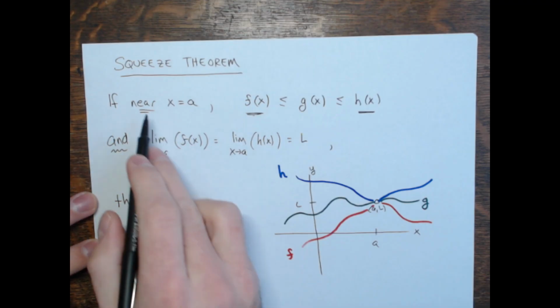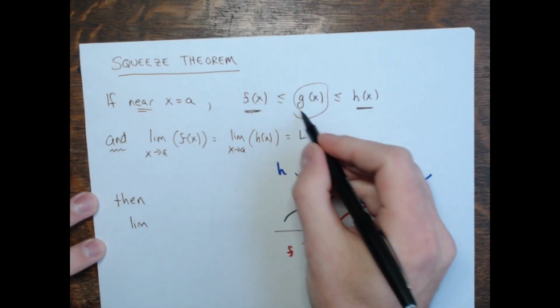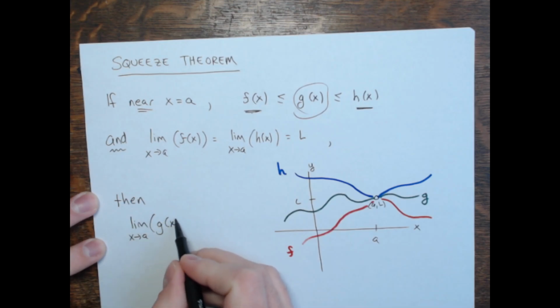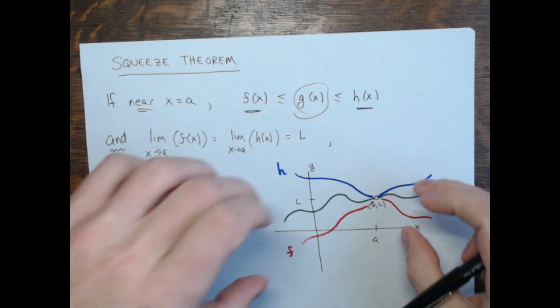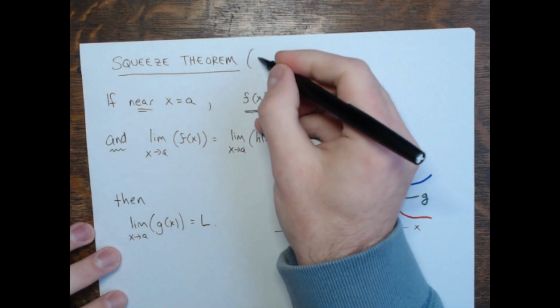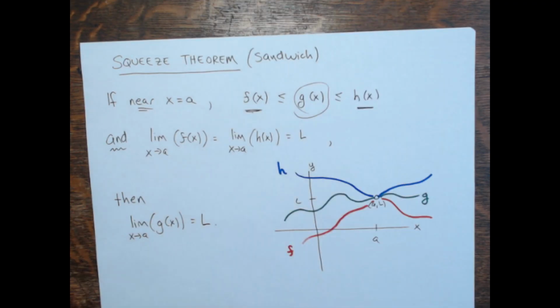Now, if all this is happening, then that middle one, the limit as x approaches a of g of x, must also be L. Right? Must be approaching the same location. Must be squeezed there, sandwiched. I've also seen this referred to as the sandwich theorem if you're looking it up.